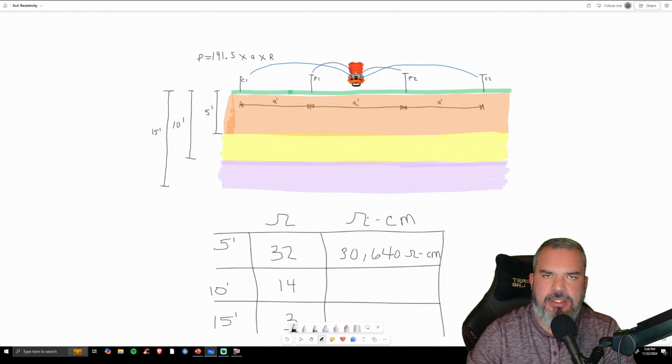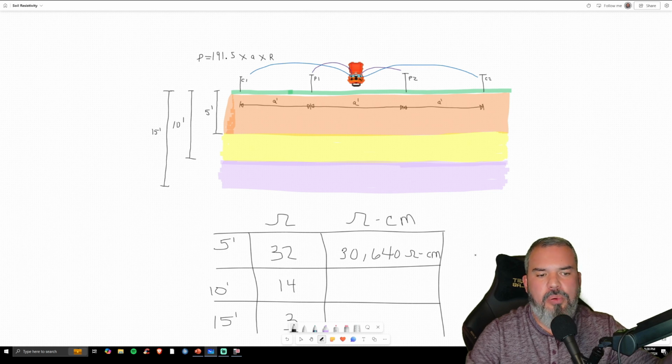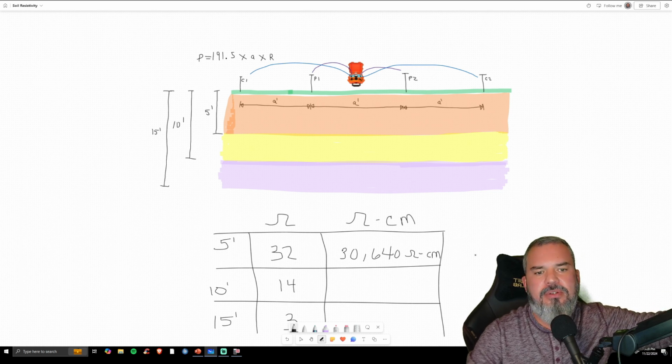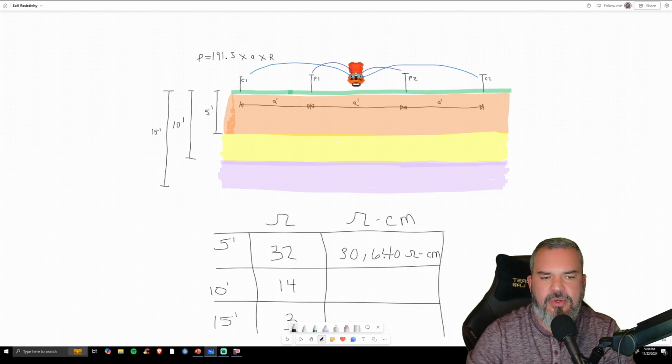Technically it's labeled at the top of this table, so I don't have to, but that is the unit of measure that we're in, which is very important for other calculations having to do with CP design and some other applications. So that's our ohm centimeter resistivity at 5 feet deep.